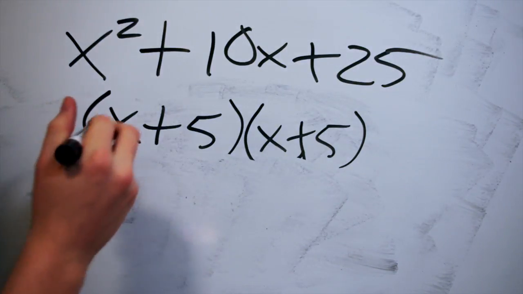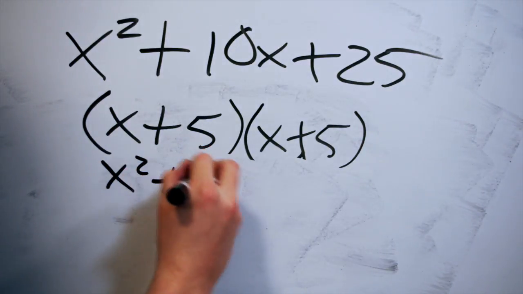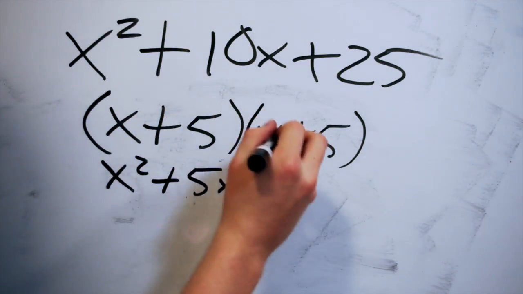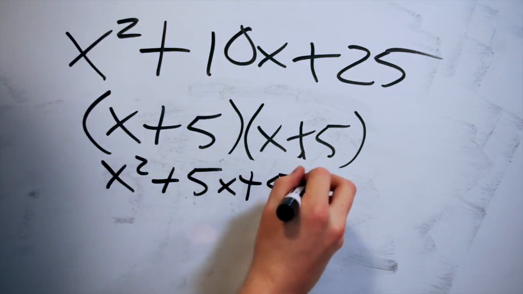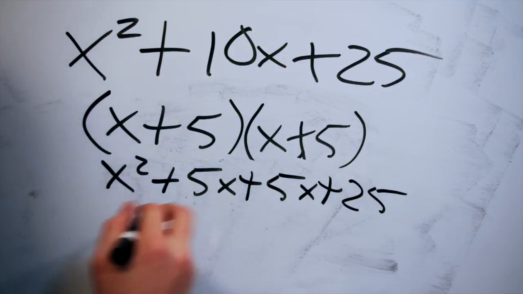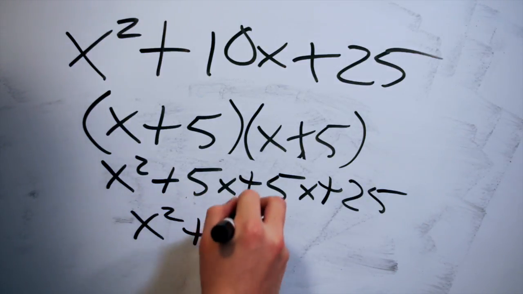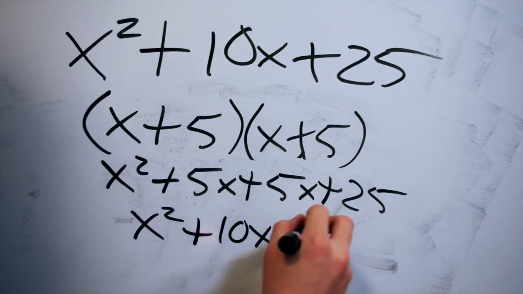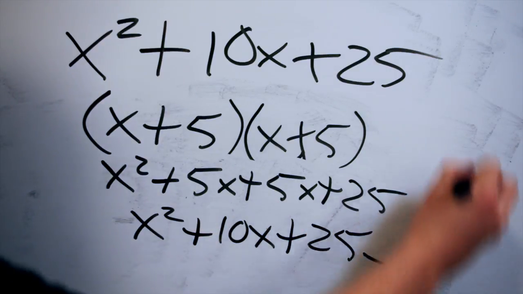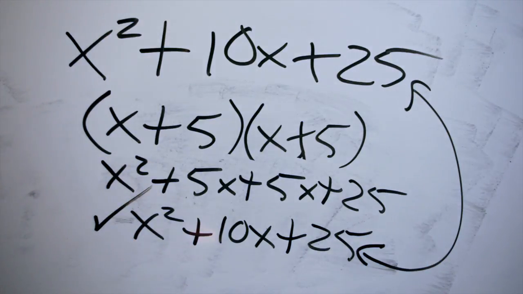And now I'm just going to go across. We're going to see if we get the same thing that we have above, the same quadratic equation. So that's x squared plus 5x plus 5x plus 25. And that should give us x squared plus 10x, because 5 plus 5 is 10, plus 25. And that is exactly the same as it is up top. Math problem accomplished!